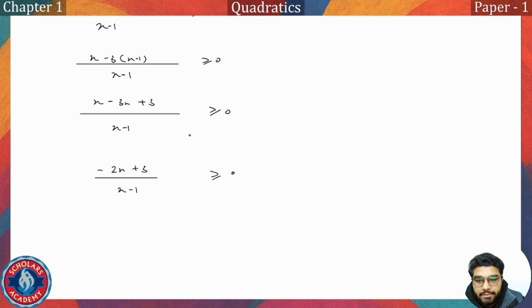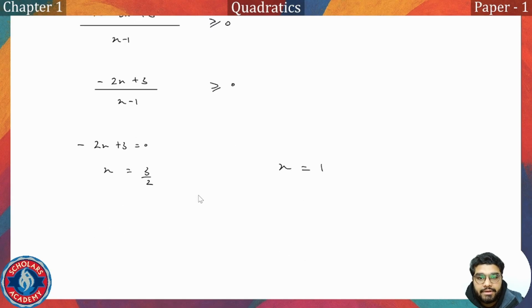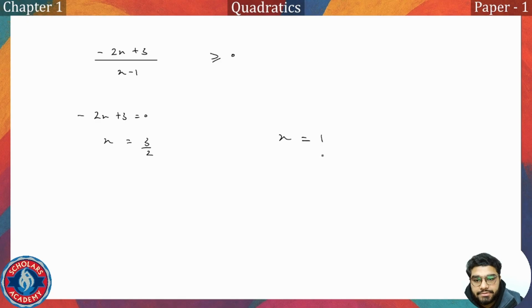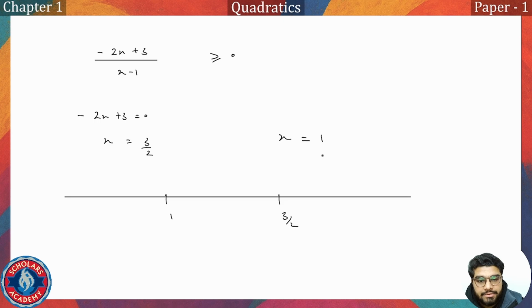From the numerator we get negative 2x plus 3 is equal to 0. So from here we are getting x is equal to 3 by 2. And if we check the denominator, x is equal to 1. We'll not take this point at any cost because that will make this function undefined, right? Okay, so these are the two critical points. So the real line breaks into three parts: 1 and 3 by 2.